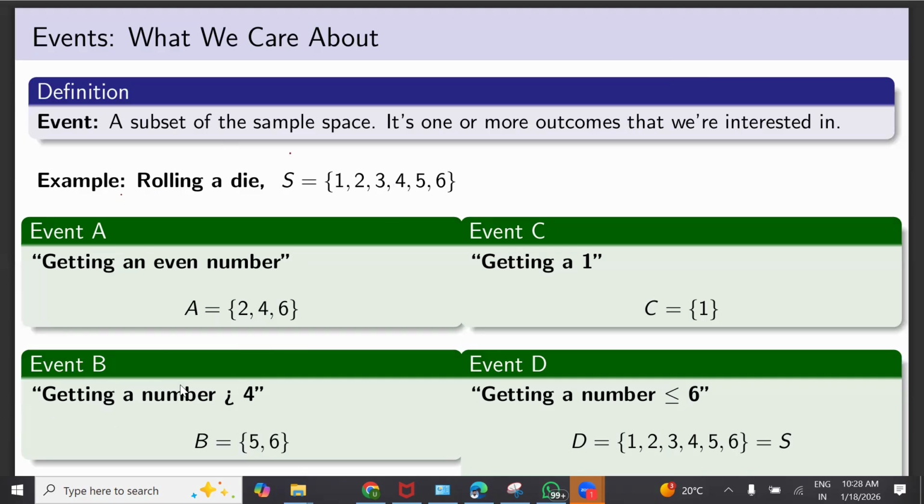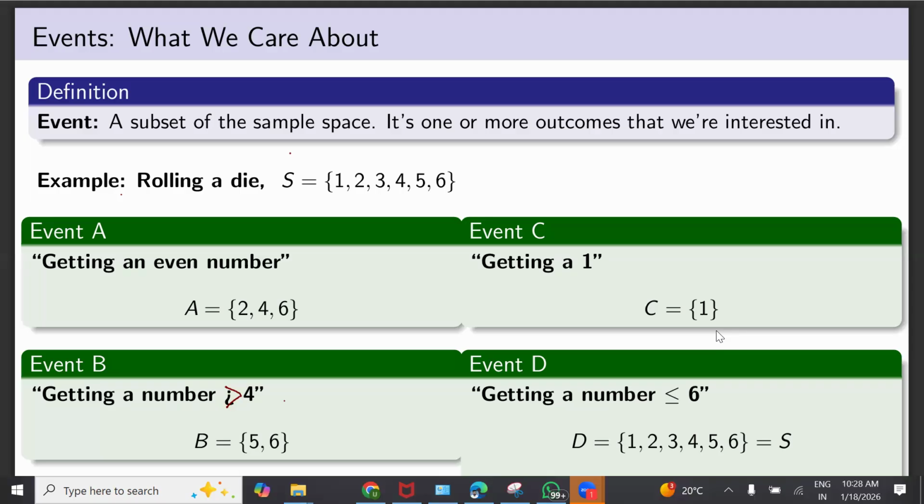Then event B, getting a number greater than 4. There is a typo here, so this is actually greater than. Getting a number greater than 4, obviously there are only 5, 6 which are greater than 4. Event C, getting a 1, so obviously in this case only 1. Getting a number less than or equal to 6, so it will be all 1, 2, 3, 4, 5, 6.